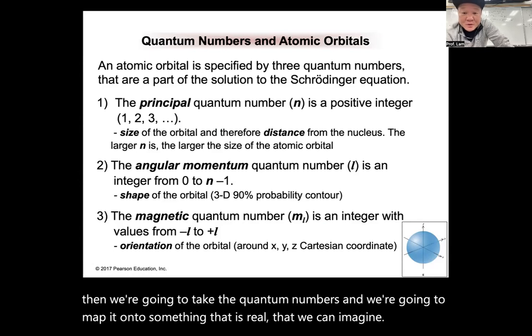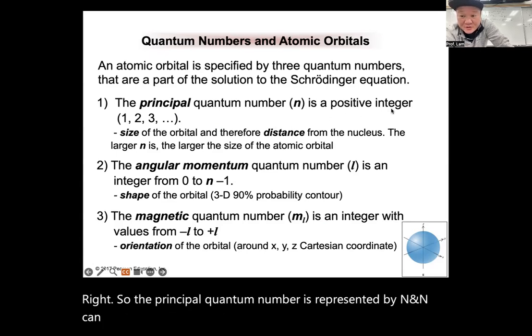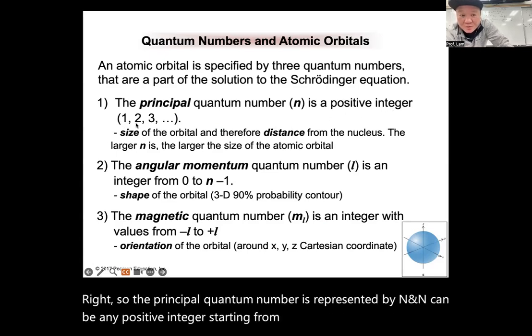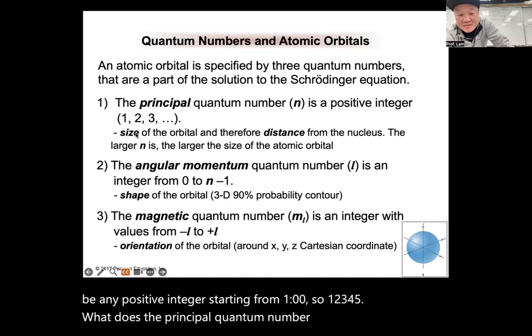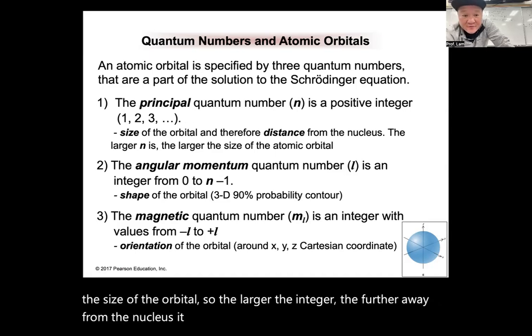So the principal quantum number is represented by n, and n can be any positive integer starting from 1. So 1, 2, 3, 4, 5. What does the principal quantum number represent? It represents the size of the orbital. So the larger the integer, the further away from the nucleus it is. So therefore, the size of the orbital gets larger. Right?